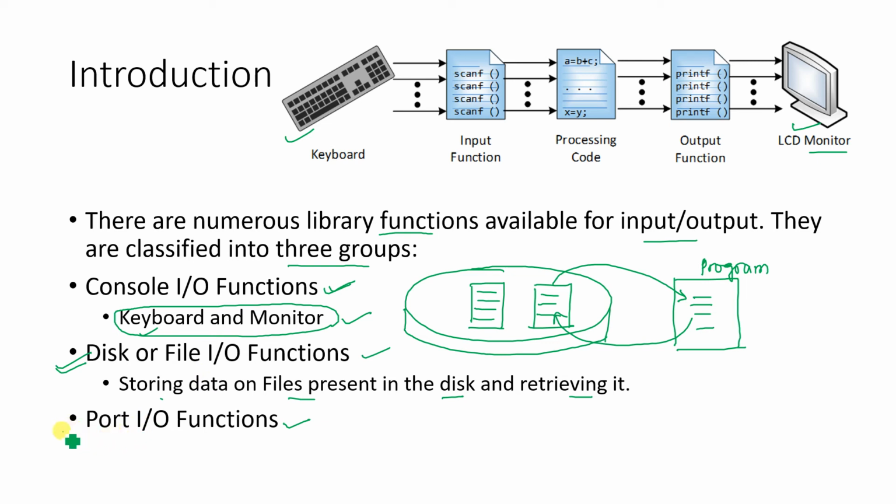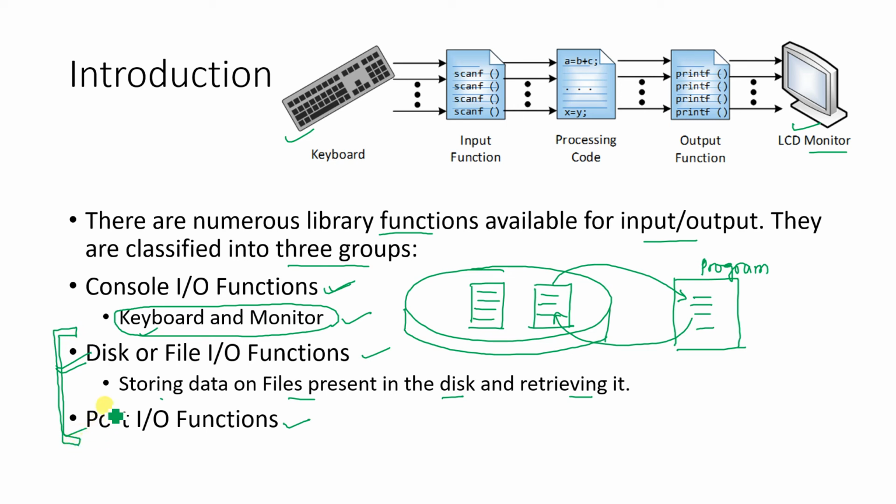The next part is your port IO functions. Port IO means any functions required to take input through your port. You know that your computer has different types of ports, and through a port the data can be read or transferred to other devices. For that there are also some functions available in the C programming language, but those are not in the scope of our course. So this part, your disk IO and port IO functions, we will not discuss.